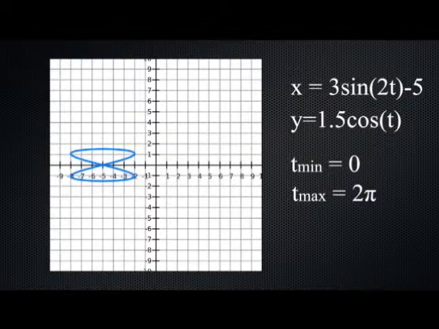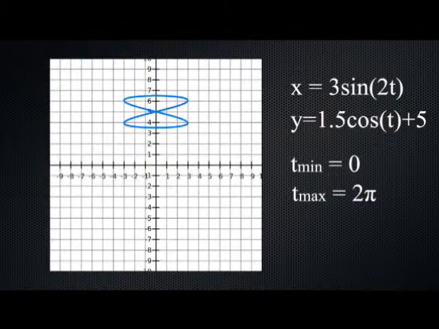To make the graph shift up, I can add the certain amount I want it to move to the end of the y equation. For example, if I add 5 to the end of the y equation, the graph shifts 5 units up. To make the graph shift down, I can subtract the certain amount I want it to move to the end of the y equation. For example, if I subtract 5 from the end of the y equation, the graph shifts 5 units down.